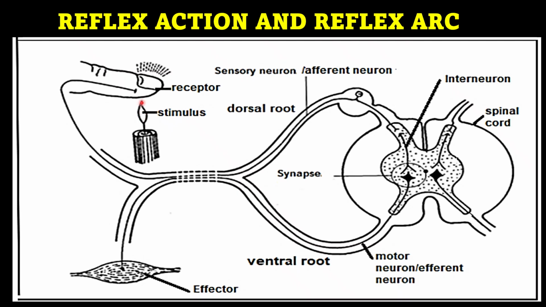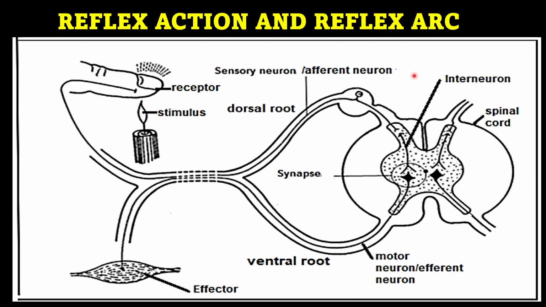The heat stimulus will cause pain, and then the receptor will convert the heat stimulus into an impulse, which will be sent along the sensory neuron, and it will enter into the spinal cord through the dorsal root, and then from there it will pass over a synapse, and then inside it will enter the interneuron. Now the impulse is in the spinal cord.